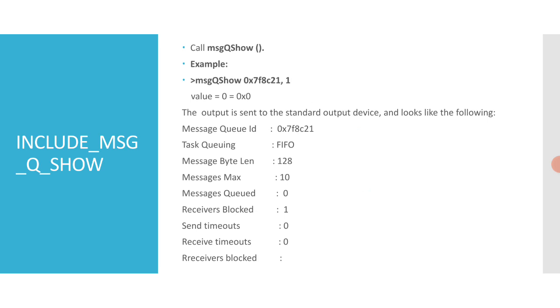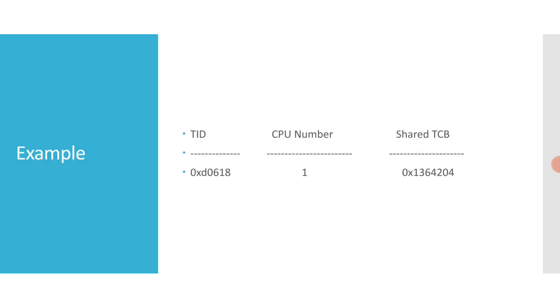The output is sent to the standard output device and looks like the following. You can see message queue ID, task queuing, message byte length. Here it is 128, messages max 10. So messages queued 0, receiver blocks. And apart from this, whatever is displayed, you get TID, CPU number as well as shared TCB, that is task control block.